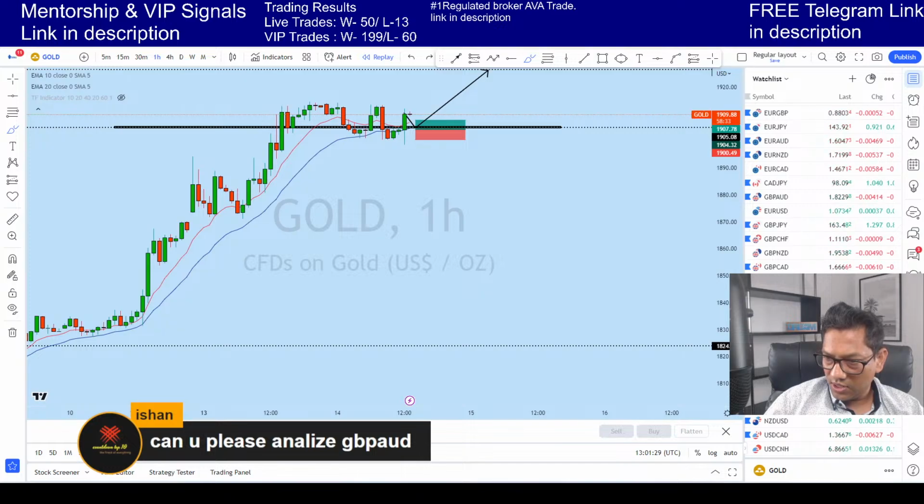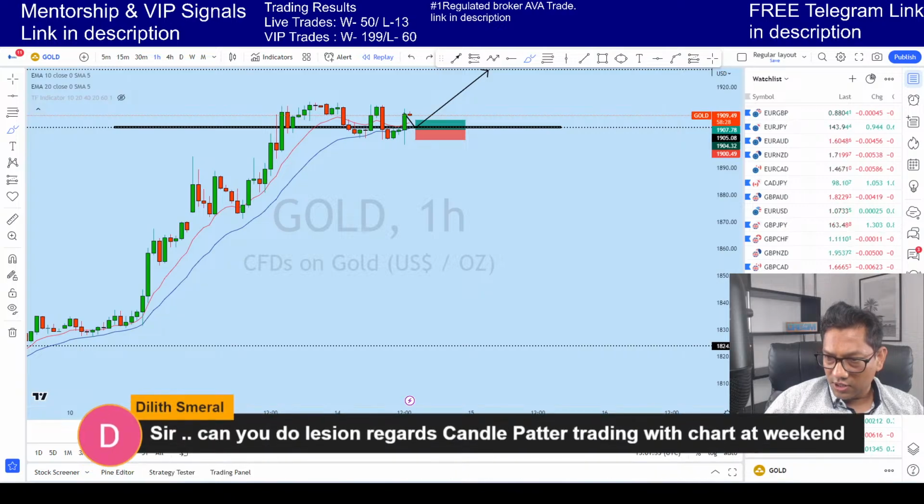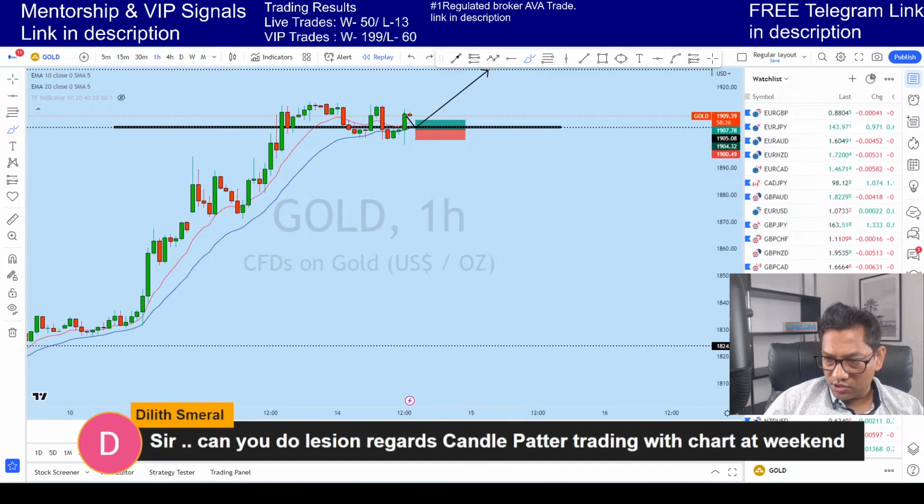Can we do a lesson on candle pattern trading with a chart? Yes, I will be doing that. I was planning for that, to give you guys a clear idea of candlestick pattern trading.